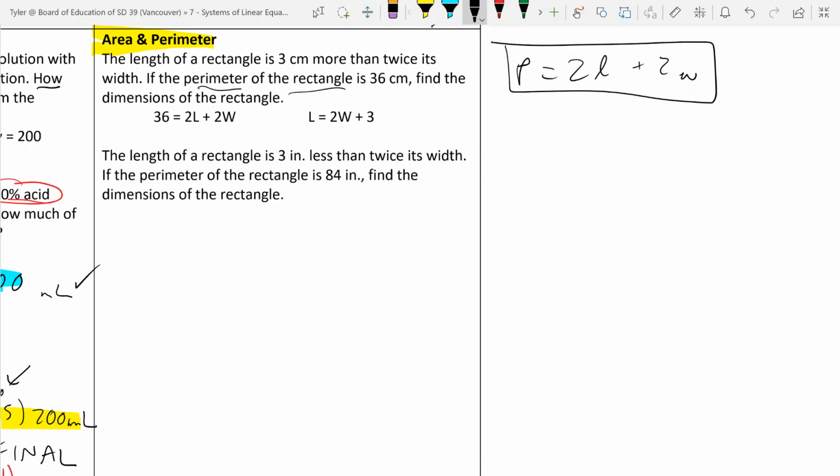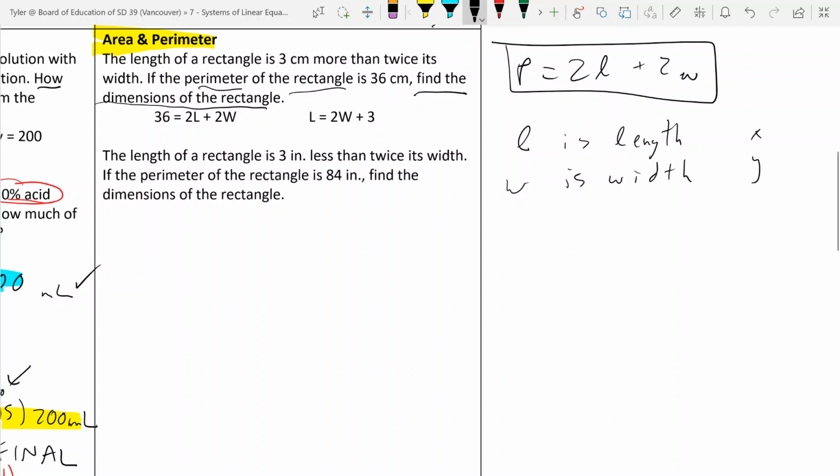So let's figure out what we're looking for. Find the dimensions of the rectangle. So I know I need to find length and width, L and W. I could use X and Y, but in these questions it's easier with L and W, so I remember.